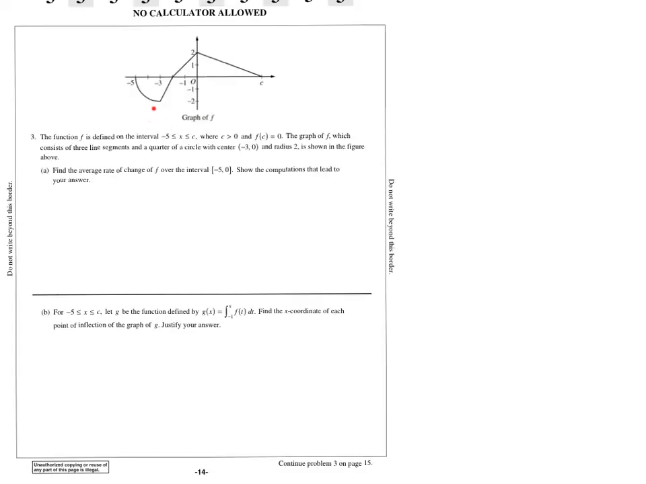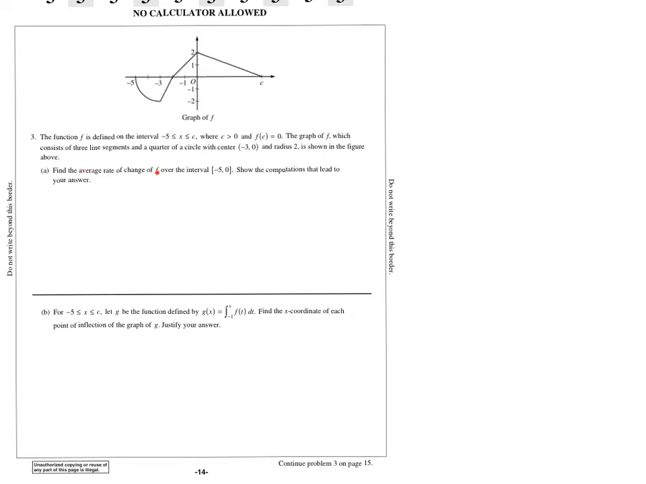All right, classic. You're given the graph with straight line segments or semicircles of f, which is going to prove to be the derivative of some other function. Down here they tell us that g is the integral of f, so that means f is the derivative of g. But for this first part, it just says find the average rate of change of f.